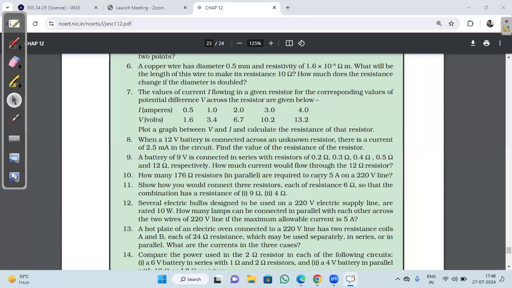Sir, yes, I understood how to solve the numericals and how to plot the graph, but I did not understand what Ohm's law is. Like, what you're trying to state or prove. Okay. Ohm's law is not proving anything.